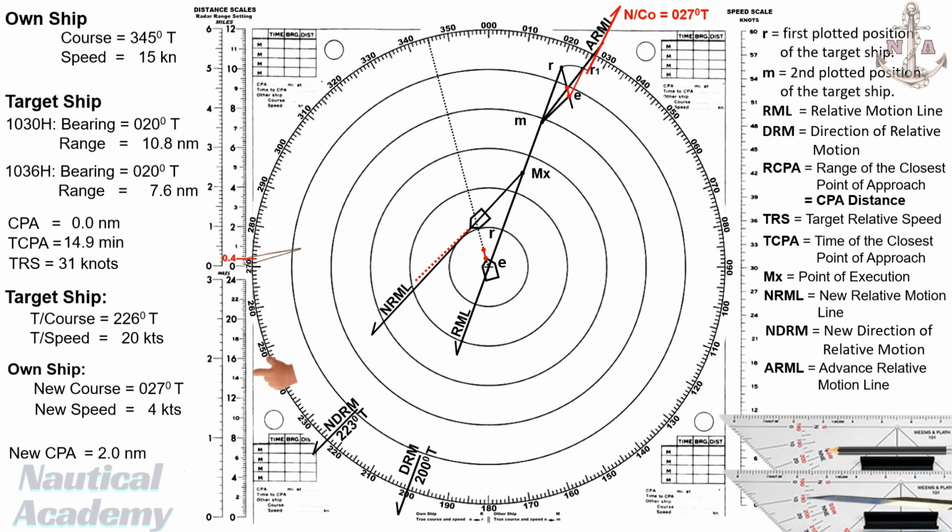If you plotted this scenario on your own plotting sheet, your answer may vary from mine. This is because the advanced RML has a slight difference in the direction of E to M line. For clarity in this demonstration, I intentionally made a larger difference in the direction of the advanced RML and line E to M. If you follow the same procedure, your result may actually be more accurate than mine.